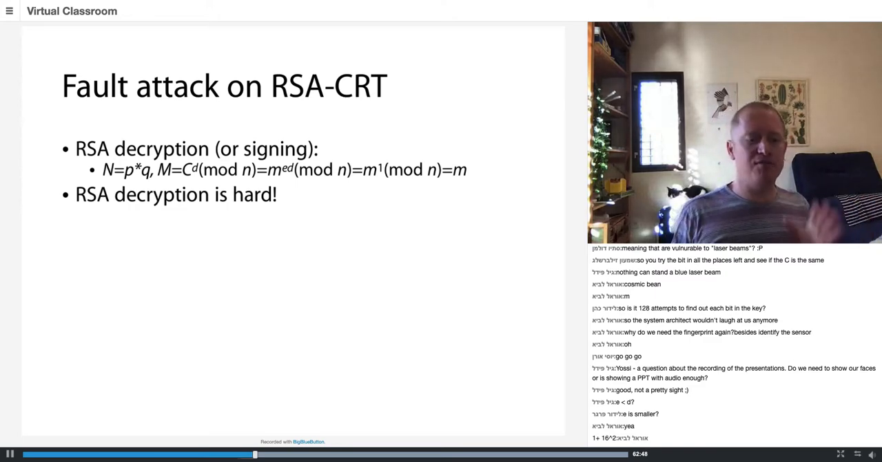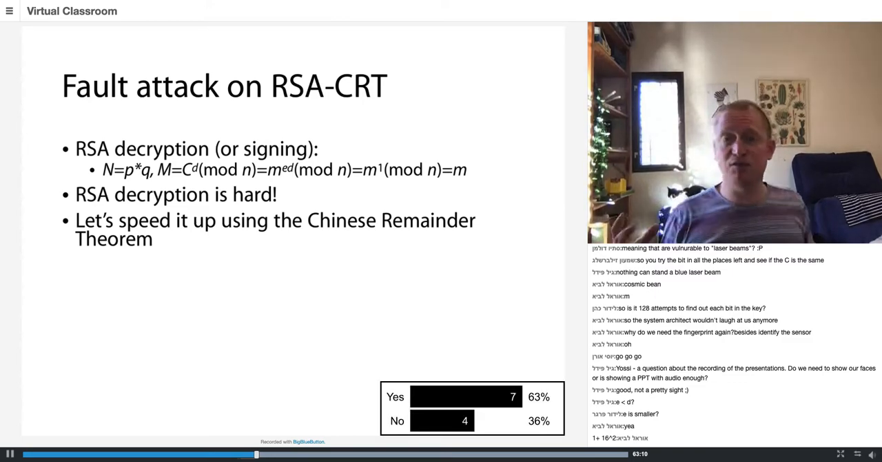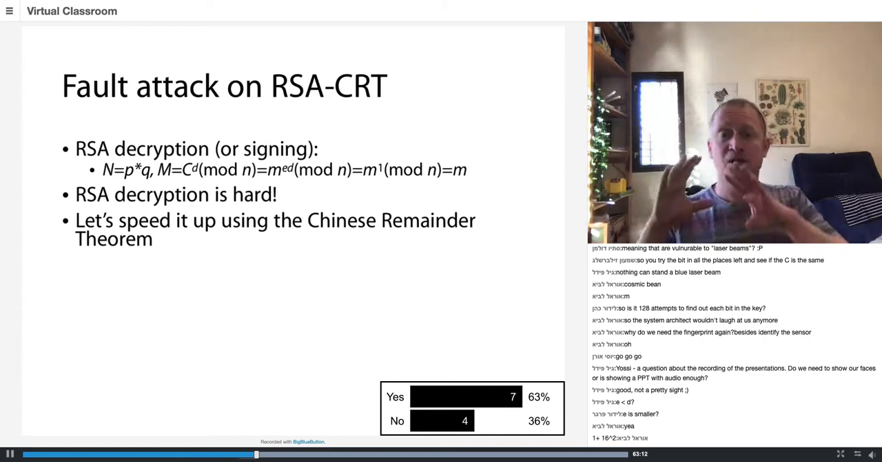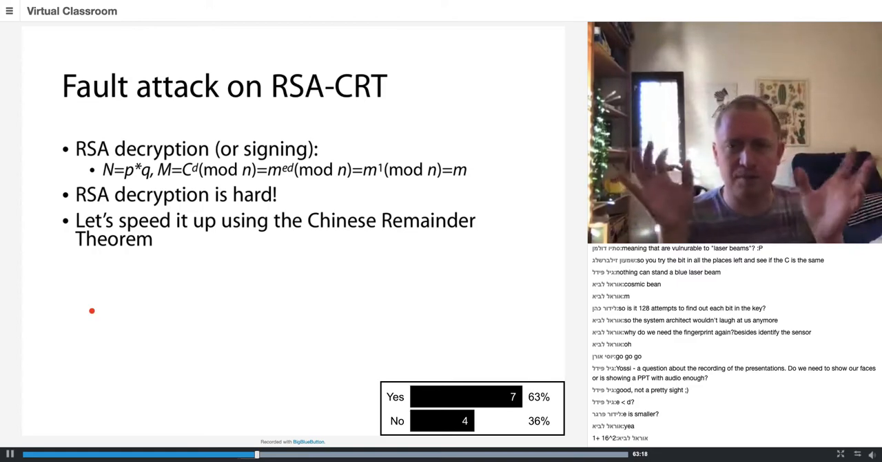So one very, very classical way of speeding this is using the Chinese remainder theorem. So who here has learned about the Chinese remainder theorem in some other course? Anybody learned about CRT in some other course? So I'm happy that 11 of you are still functional enough to answer the polls. So what is the Chinese remainder theorem? I'll tell you, but first of all, let's do some warm-up.